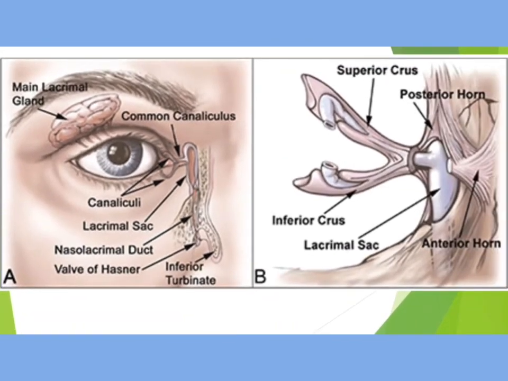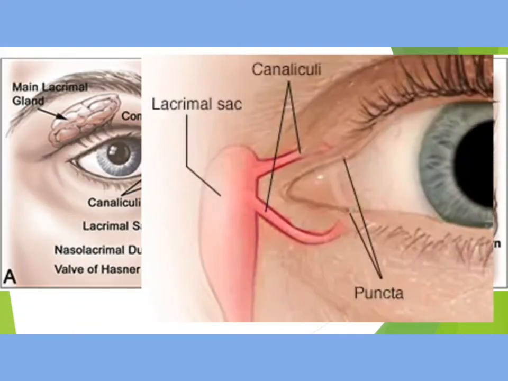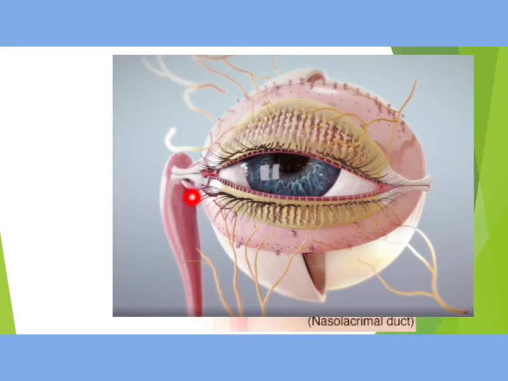After the common canaliculus has been made, this common canaliculus joins with the lacrimal sac. So these two canaliculi are joined together to form the common canaliculus. Now the canaliculus has a measurement of 2 millimeters vertical and 8 millimeters horizontal. So this is the measurement of the canaliculus. Now let's move to the lacrimal sac.